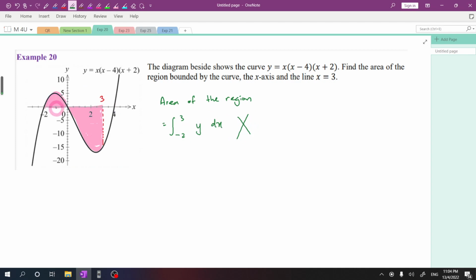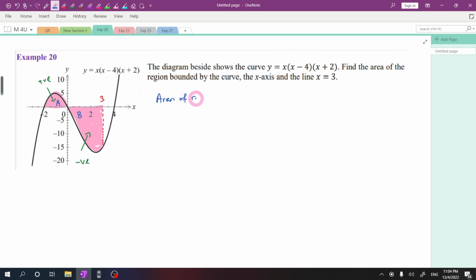Because this region is above x-axis, which will give you a positive value. And this region is below x-axis, which will give you negative value. If you do it like this, the answer will actually take this one minus this one. Eventually, you get a wrong answer. Okay, let me show you here. Here I need to get the area of these two regions separately. Let me label this one as region A and this as region B.